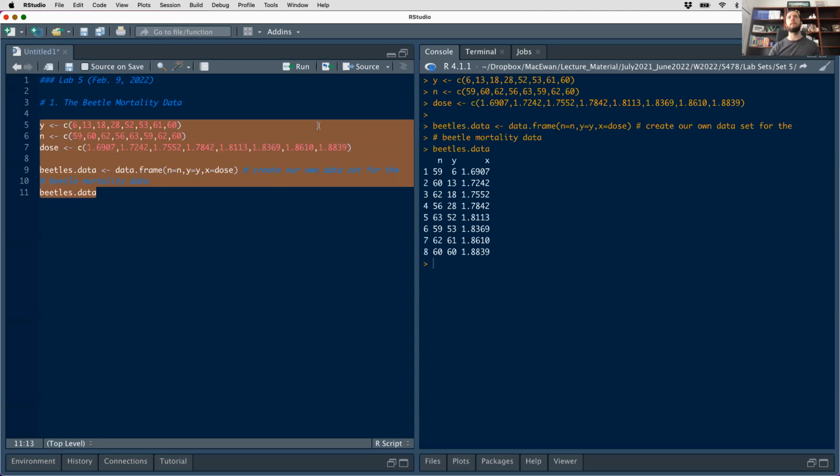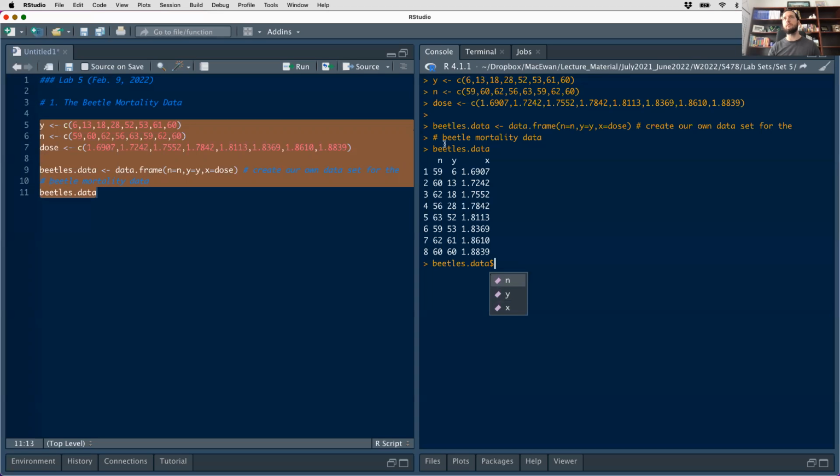If you do this, you can see that you end up with what looks like an R data set. We have our 3 columns, N, Y, and X. It doesn't matter which order you put these in because you can pull the information out using the $ command. So you can see here I have beetles data $N, $Y, $X as my 3 different options now.